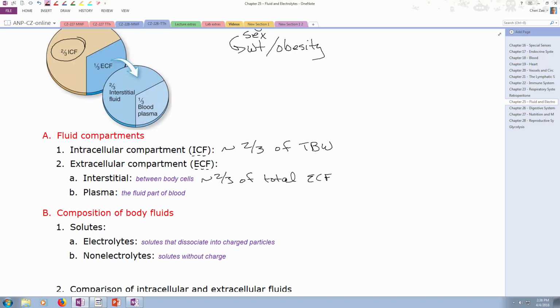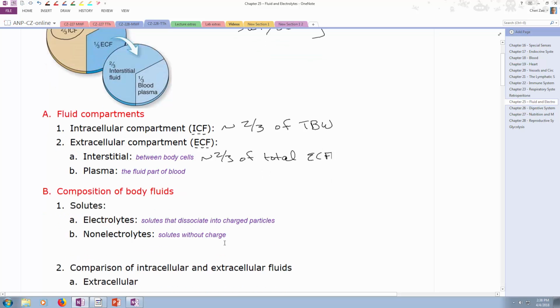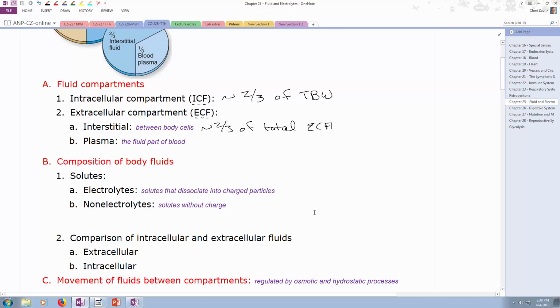Composition of body fluids. Let's take a look. Well, we know that there's lots of solutes in our body fluids, and solutes, no matter what type they are, are going to contribute to osmolarity.